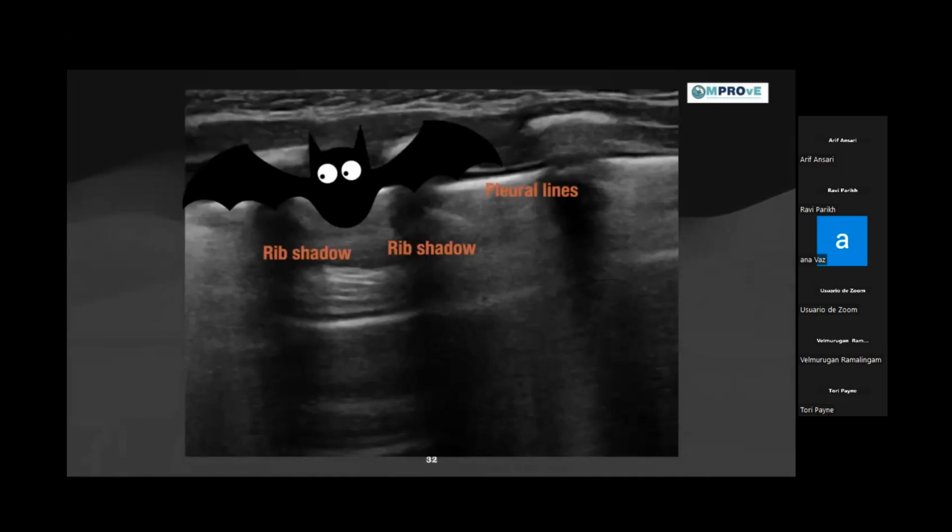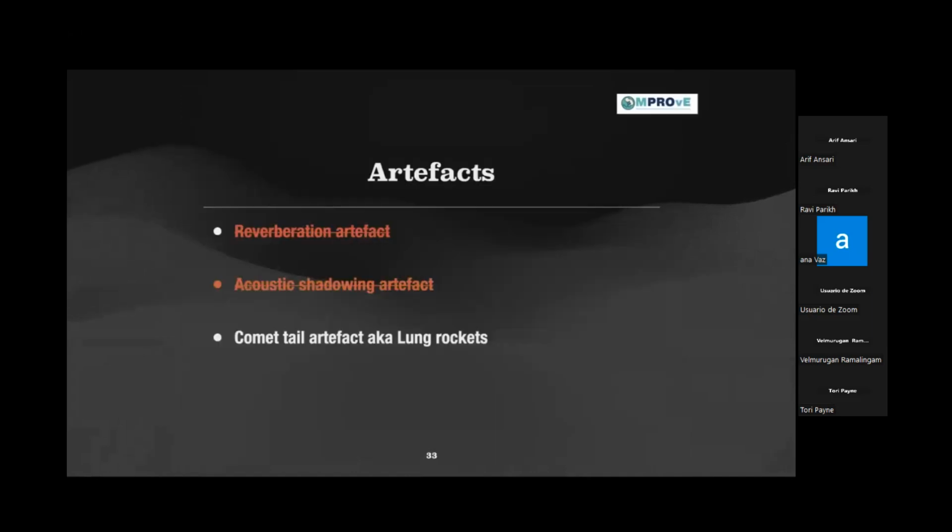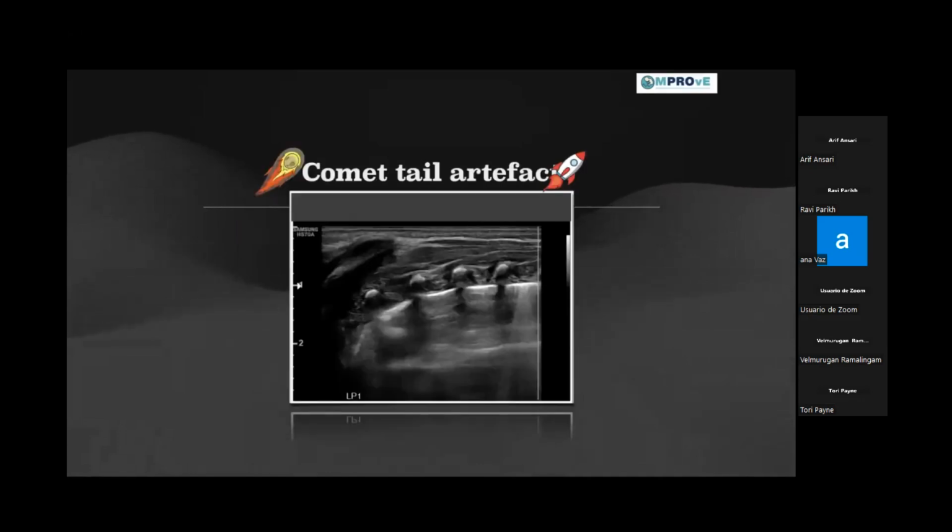Right. So as I explained those already: pleural lines, rib shadows, and A lines. Let's talk about the comet tail artifacts, which are also known as the lung rockets. Quite inventive names here. I've tried to put small animated pictures here to show some similarity to the comet tails and the lung rockets.